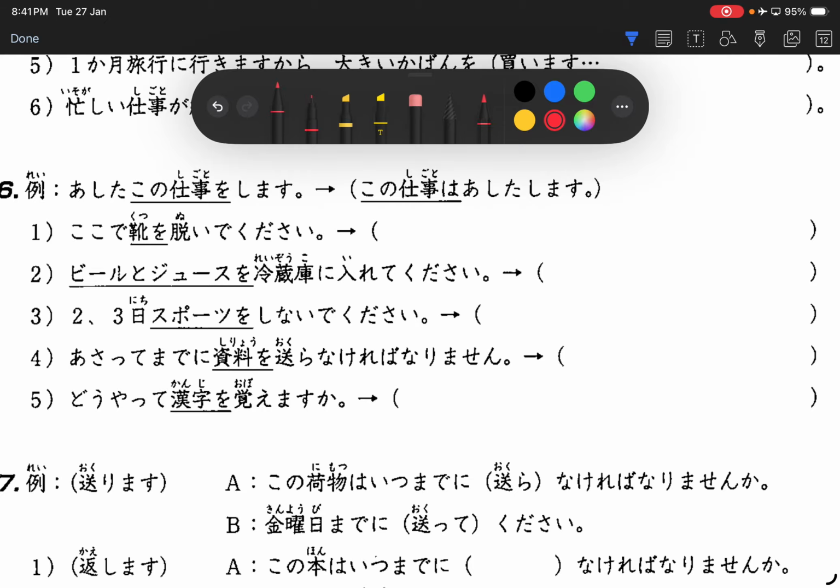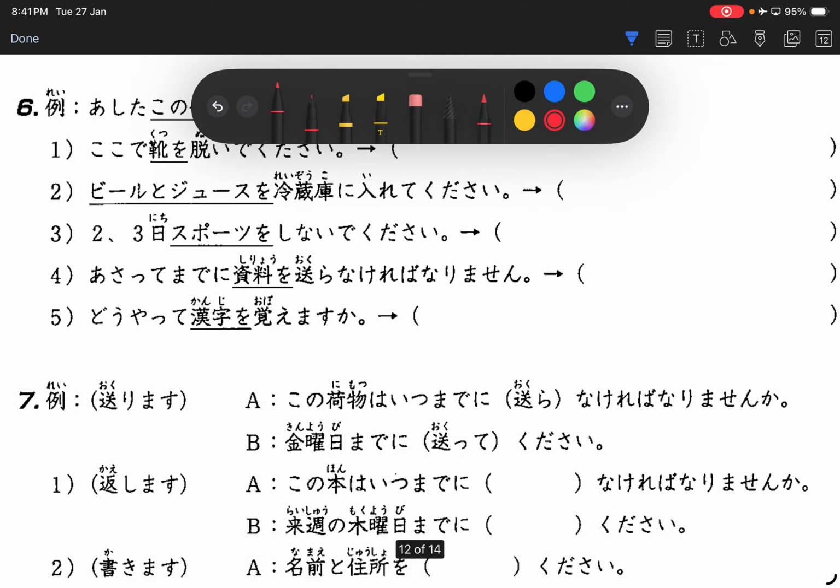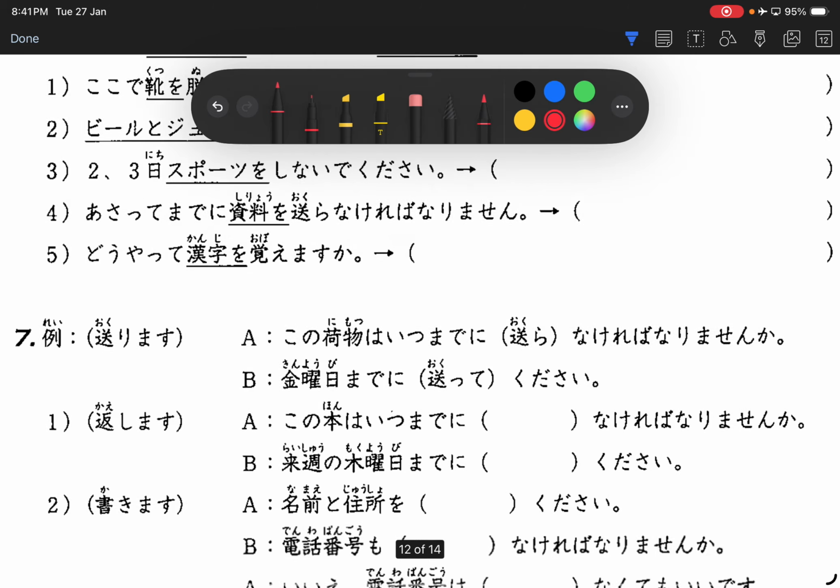Okay, I don't know what they're talking about here. Let's just skip this section. I also don't know what they're talking about. Like, how can you not do a sport for 2-3 days? This sounds so weird.